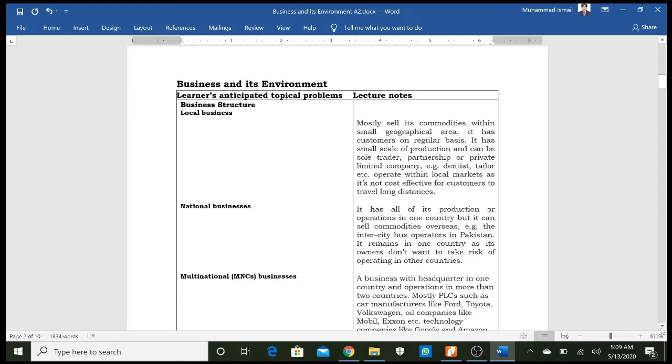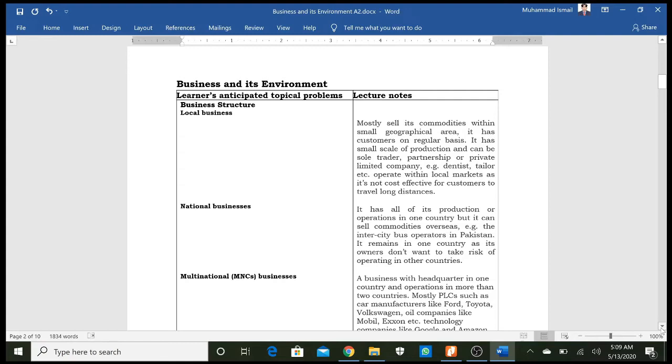Let's see, mostly local businesses sell their commodities within small geographical areas. It has customers on regular basis. This is certain that whenever you have a shop or a business in the sub-market in the vicinity of a populated area, it means you are a local business. Why? Because you are approached by residents of that area repeatedly.